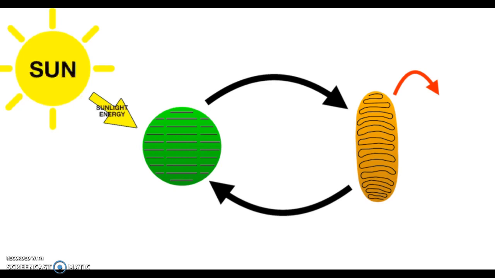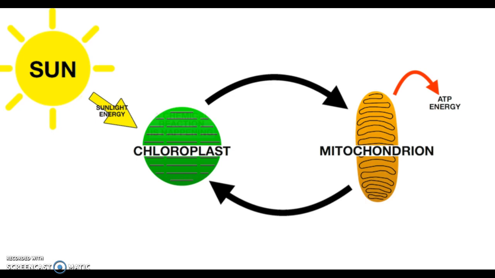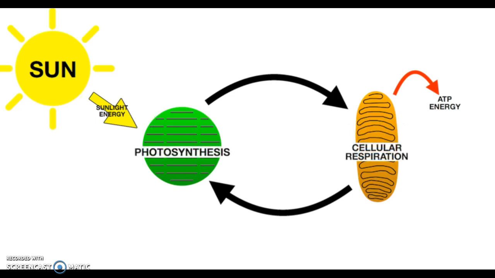The sun is giving sunlight energy to the green blob, which is called the chloroplast, and that gives something else to the mitochondrion. The energy the mitochondrion releases is called ATP energy. Inside both of these parts of the cell, a chemical reaction is happening. These processes are called photosynthesis in the chloroplast and cellular respiration in the mitochondrion.